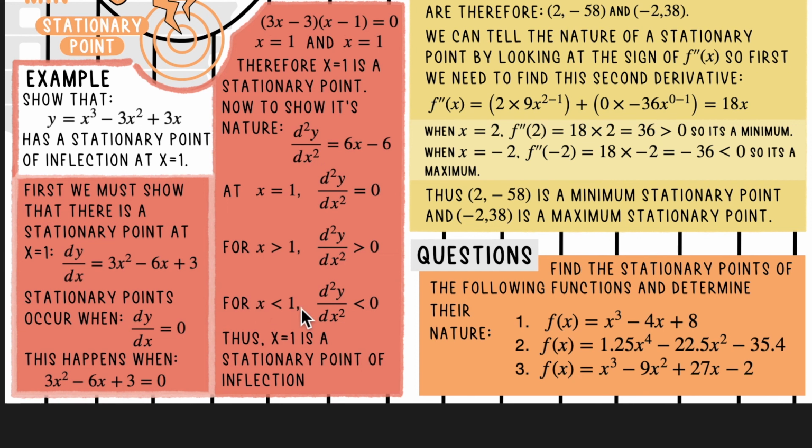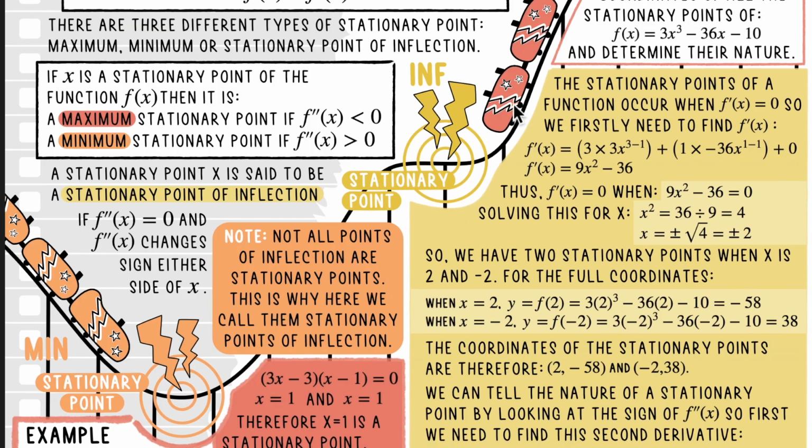Similarly, for x less than 1, you can think of a value less than 1, such as 0, plug it in, we get minus 6. You can see that for x less than 1, the second derivative is less than 0. So at x is 1, we get the second derivative as 0. At x greater than 1 or less than 1, we get different signs for the second derivative. Therefore, we have proved that x equals 1 is a stationary point of inflection. And it will look something like this. Or maybe it might be the other way around, I don't know. But yeah, like these ones.